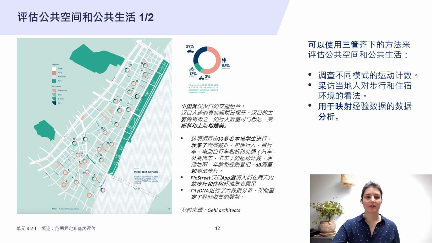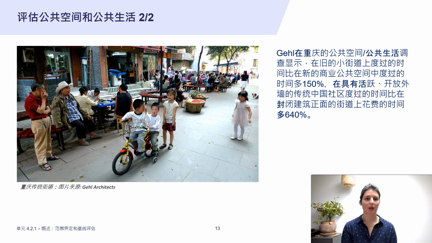The three complementary techniques have been used, for instance, in Enku, Wuhan, China, by Gehl. This helped uncover the true scale of Enku's walking flows and estimate the pedestrian numbers within one of the main shopping arteries. Gehl's Public Space, Public Life survey in Chongqing revealed that 150% more people were spending more time in small old streets than in the new commercial public spaces.